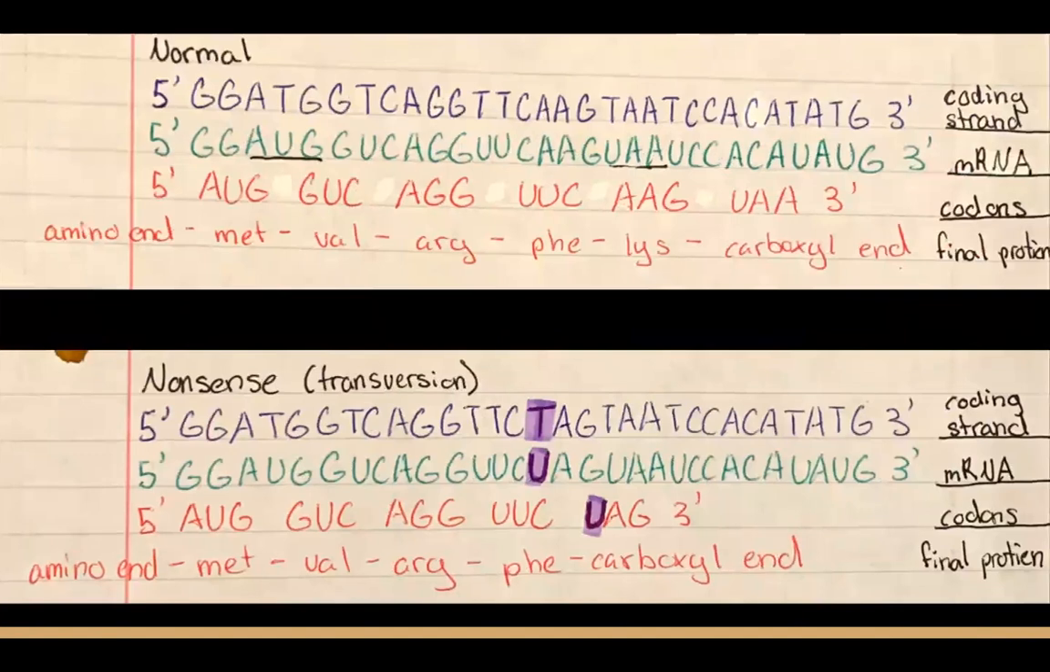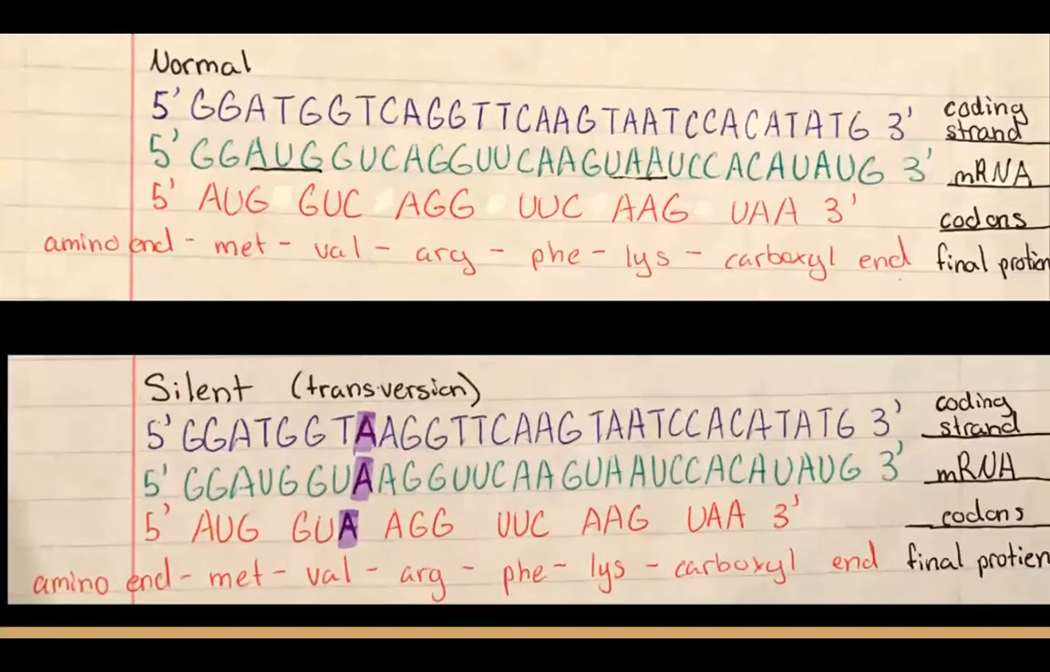Nonsense is a mutation that changes a codon into a stop codon. This makes the final protein strand shorter. Here, the A is substituted for T. This causes the resulting codon to change and code for a stop codon instead of lysine. This ends the protein strand early. This mutation is a transversion because adenine, a purine, is being replaced by thymine, a pyrimidine.